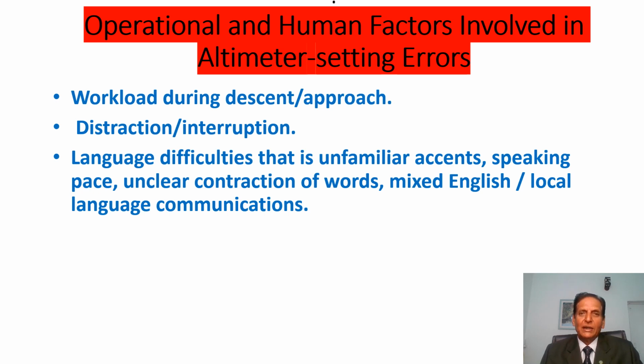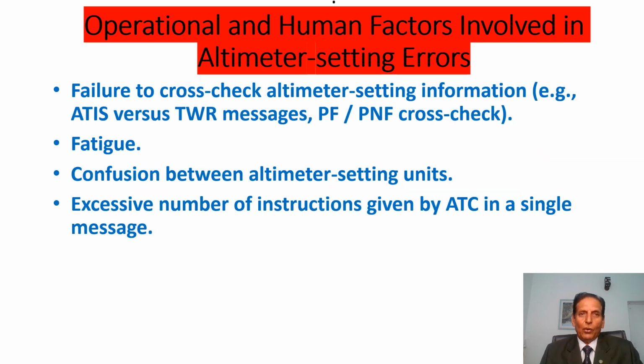Language difficulties, that is unfamiliar accents, speaking pace, unclear contraction of words, mixed English and local language communications. Failure to cross-check altimeter setting information, for example, ATIS versus tower messages, pilot flying and pilot not flying cross-check. Fatigue of the crew members, confusion between altimeter setting units, excessive number of instructions given by ATC in a single message.